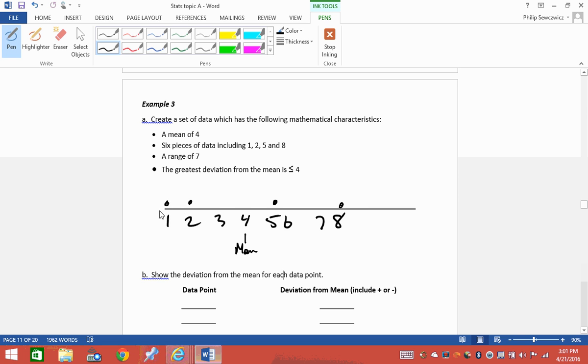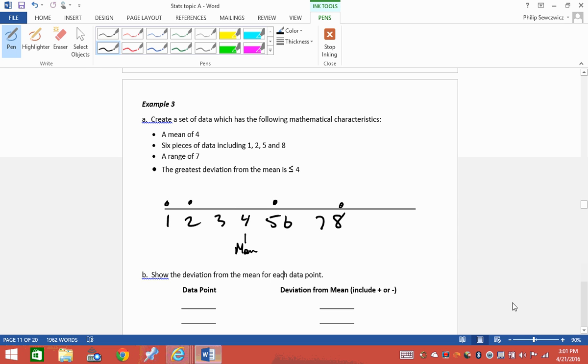Or a 1, a 2, a 3. I could go 1 more, but if I put a 0 there, that's going to change my range, so that's not going to work. So this has to be the smallest. That has to be the biggest. Now, let's see what else we need here. I need a mean of 4. So instead of trying to add them up and divide and seeing if it works, let's use our deviations.